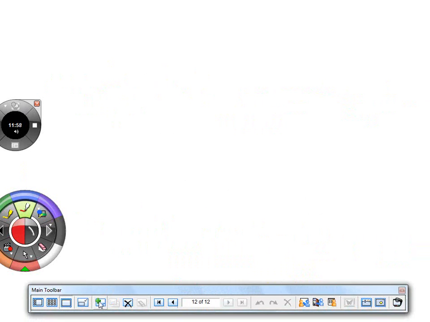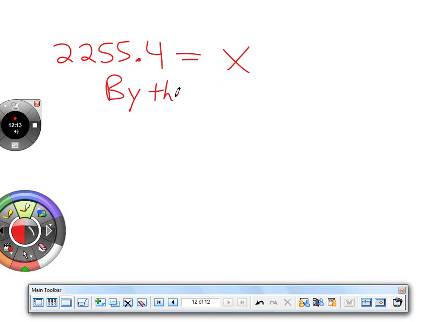So I would say that x equals, when I do that division, 2255.4. So we would say maybe by the year 2255. And that's, again, assuming that they keep increasing their life expectancy every single year by that same rate. Okay? So that should help with 5-7.